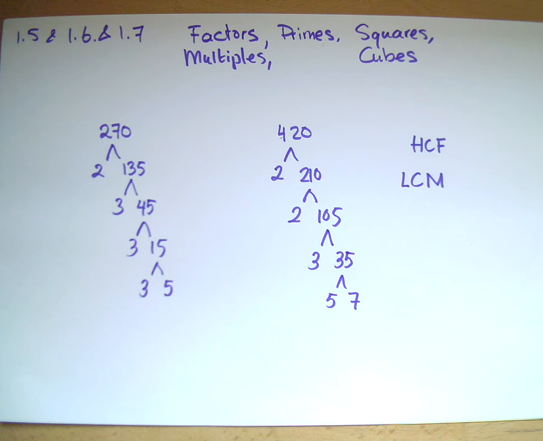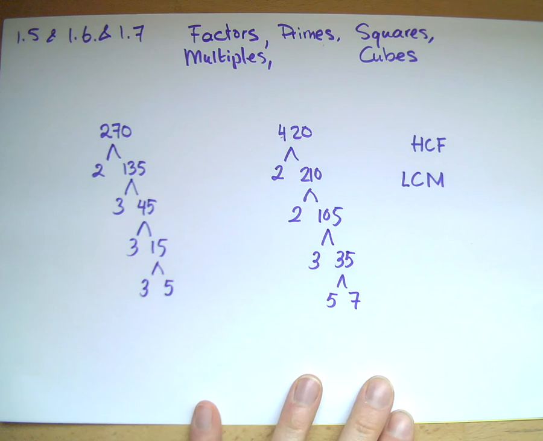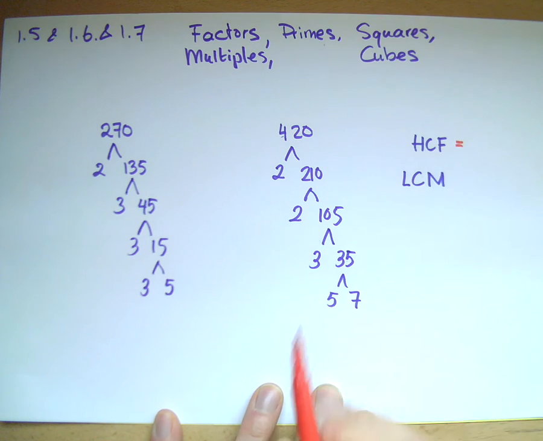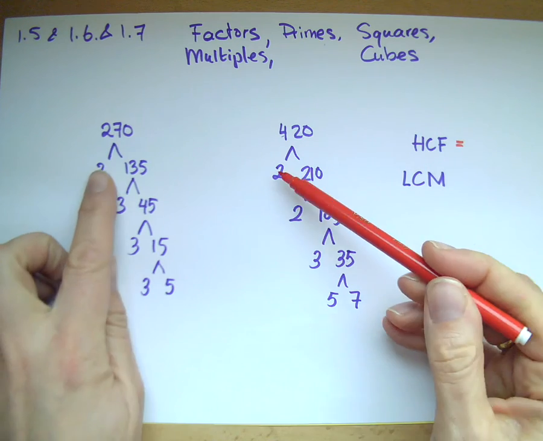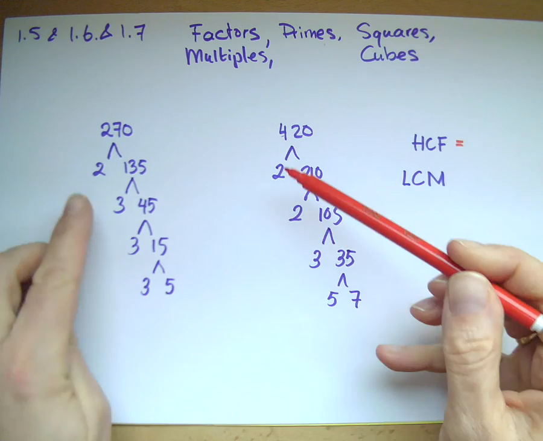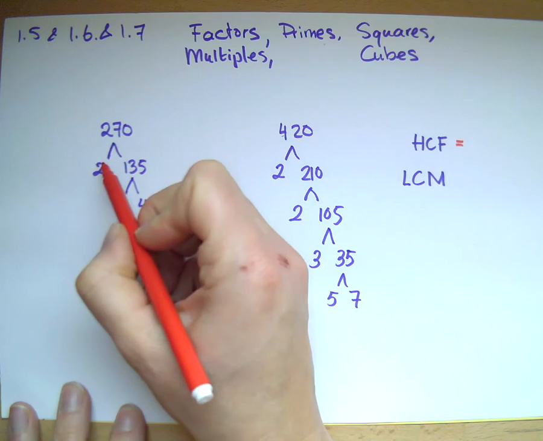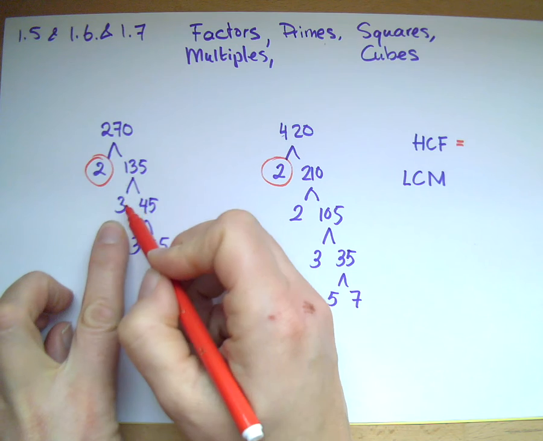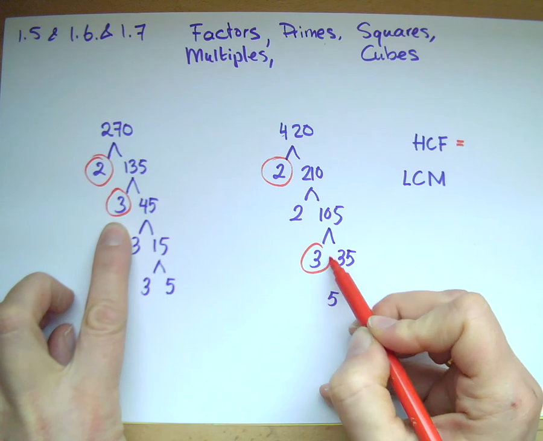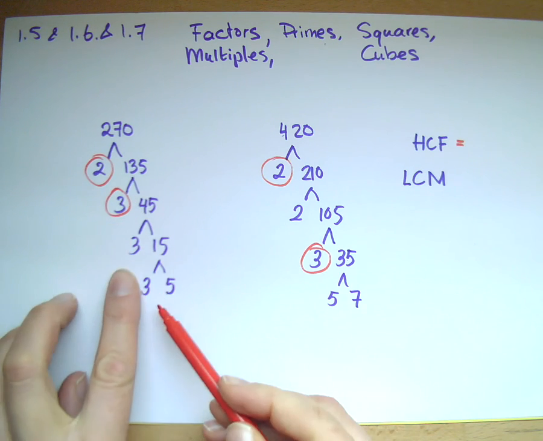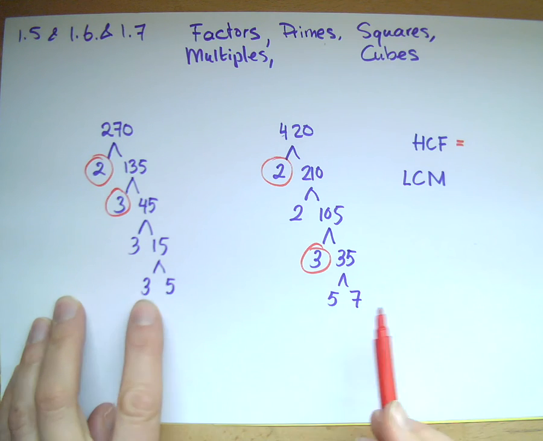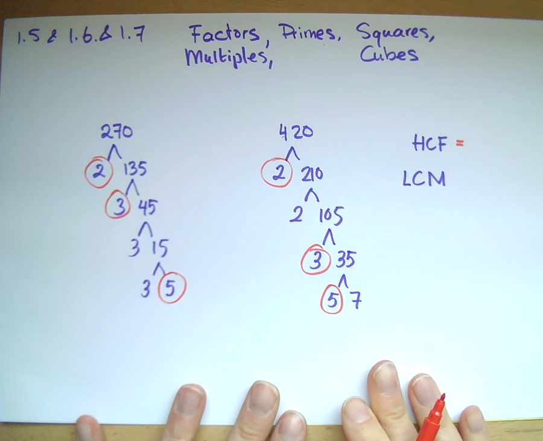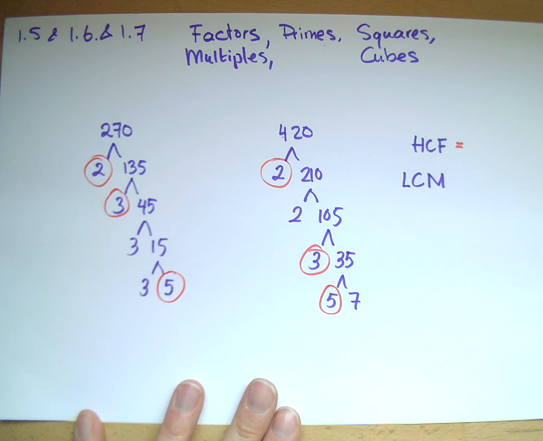Okay, now to find the highest common factor, let me use red. The highest common factor, we look for common prime factors in these factor trees. Well, they each have this 2. They each have this 3. This one has more 3s, but this one doesn't. This one has a 5 that this one also has. So 5 and 5. We've now circled all the ones they have in common.